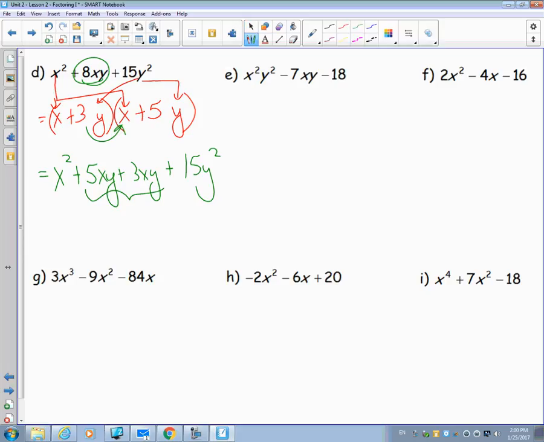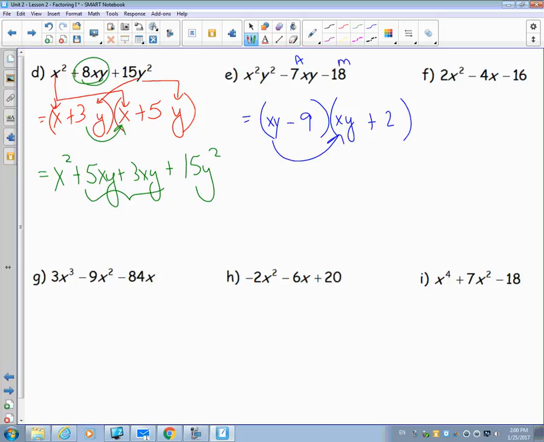With that idea in mind, let's try this one. How would I get an x squared y squared at the beginning? I would need to have an xy and an xy. So when I were to FOIL them, xy times xy makes x squared y squared. I don't need to worry about the middle letters. They'll take care of themselves. I just need to figure out what multiplies to 18 and adds to -7. I'll get -9 and 2. Done. Factored.